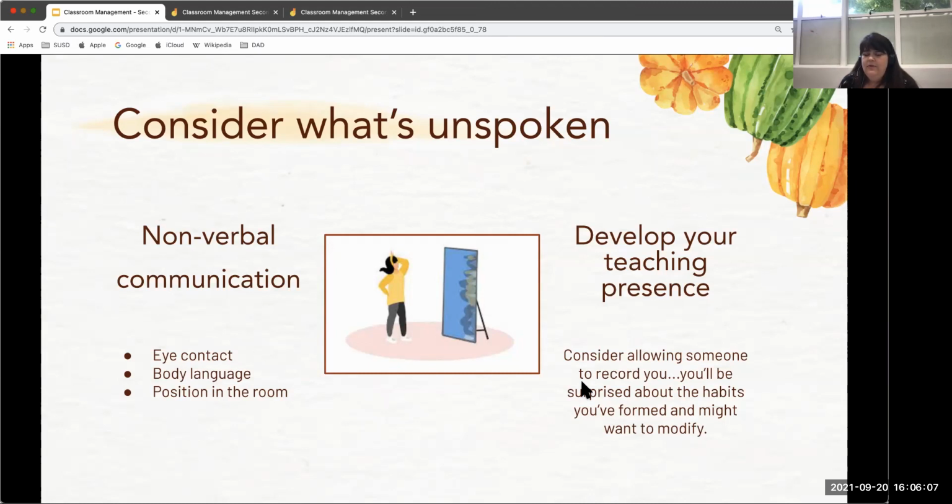That might be a quote from the movie Hitch. I apologize, but I really think it's something way up there. But we can't underestimate that nonverbal communication, and then use that idea to develop your teaching presence.